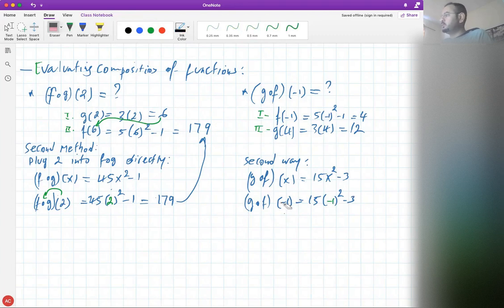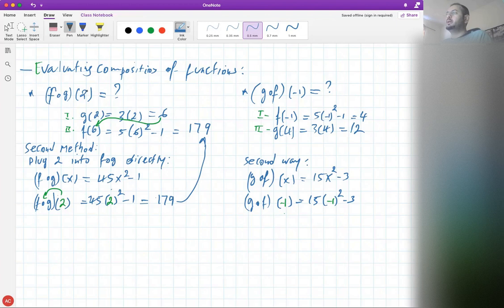This -1, let me write it in a different color also. So all we did was replace x with -1, just like we did here. So we replaced the 2 here. We replace the x here with 2. Why did we replace it with 2? Because that's what the question was. Find f of g of 2.